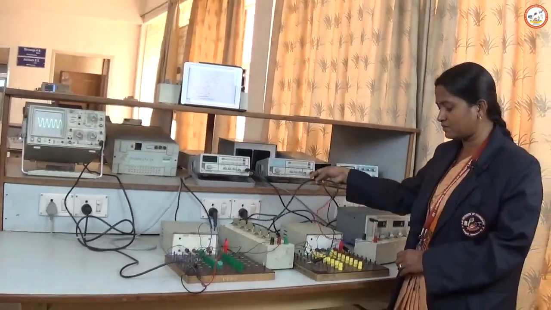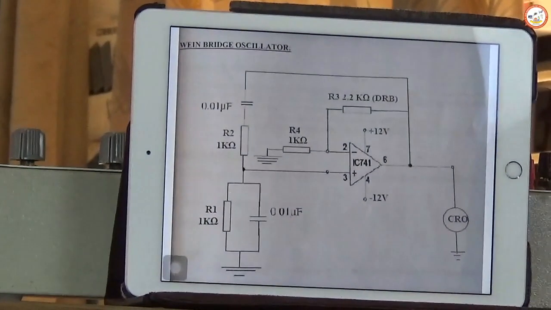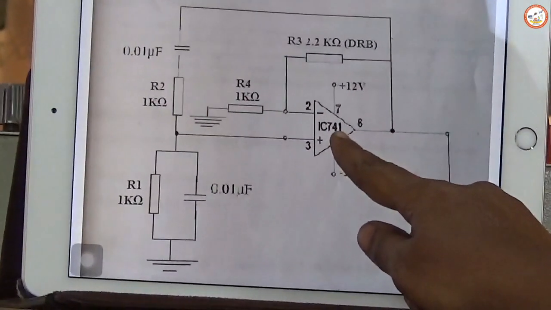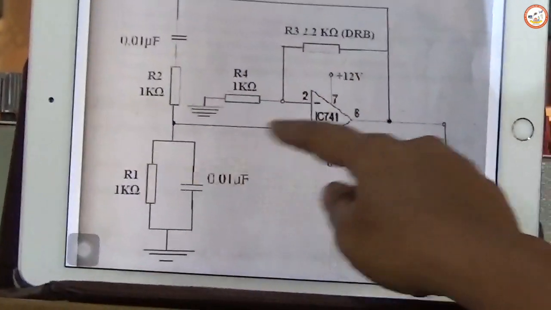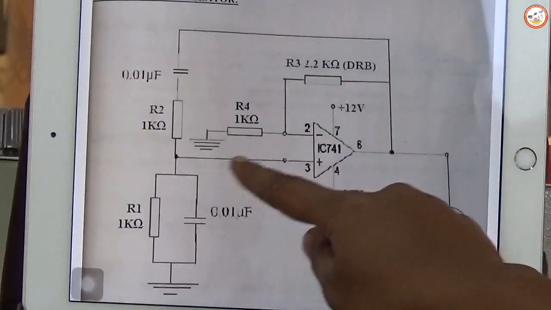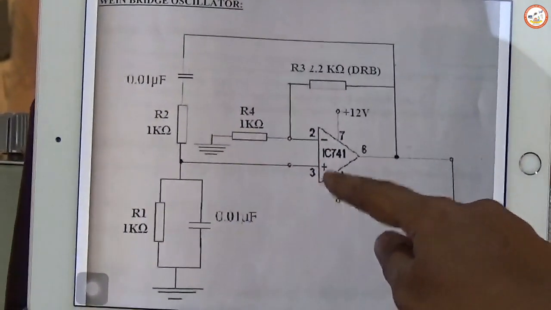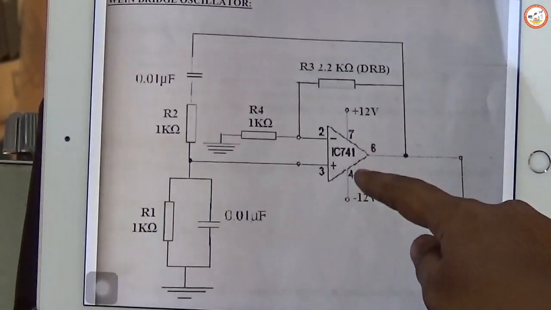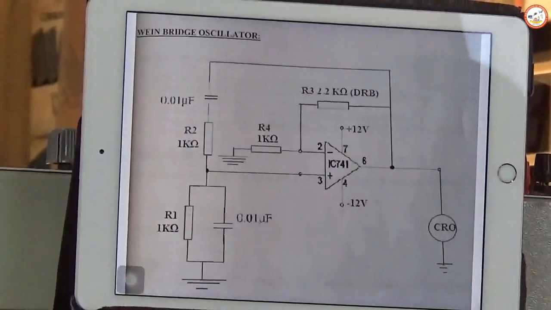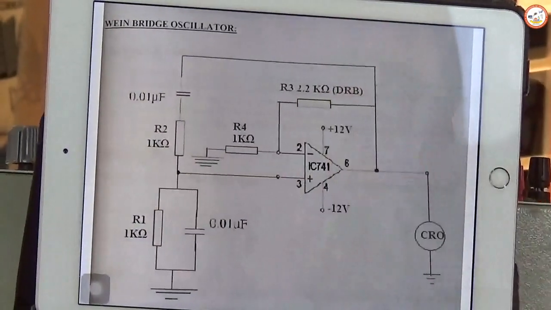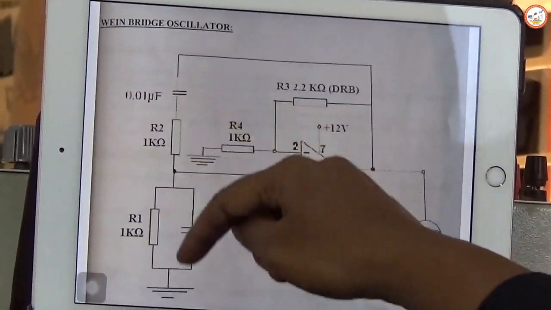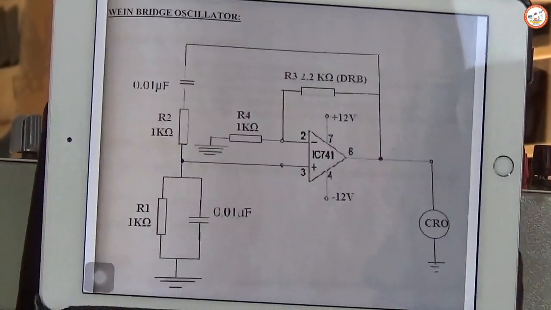Next one is the Wien bridge oscillator. The Wien bridge oscillator is also a feedback network. Here again we make use of an operational amplifier and a feedback network. The operational amplifier is configured as a non-inverting amplifier, so the phase shift produced by the amplifier is 0 degrees. As we know from the Barkhausen criteria, the total phase shift must be 0 degrees. As the amplifier produces 0 degree phase shift, the feedback network also must produce 0 degree phase shift.